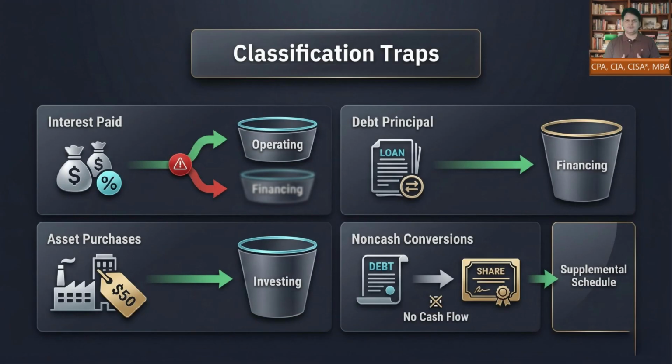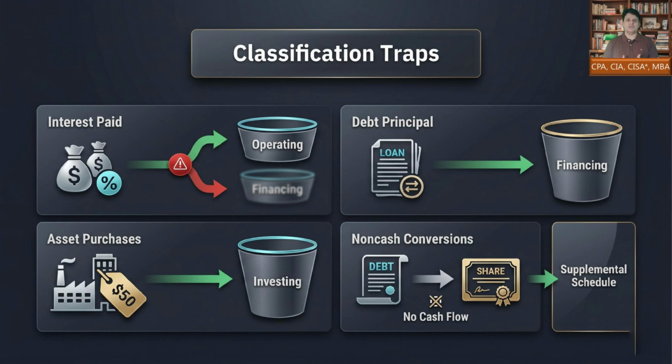Let us now mark 4 classification traps. First, interest paid is generally operating under US GAAP even though it relates to debt. Second, debt principal repayment is financing, not operating, and it must be separated from interest. Third, asset purchases such as equipment are investing, while routine repair and maintenance cash payments are operating. The distinction depends on whether the cost is capitalized or expensed.